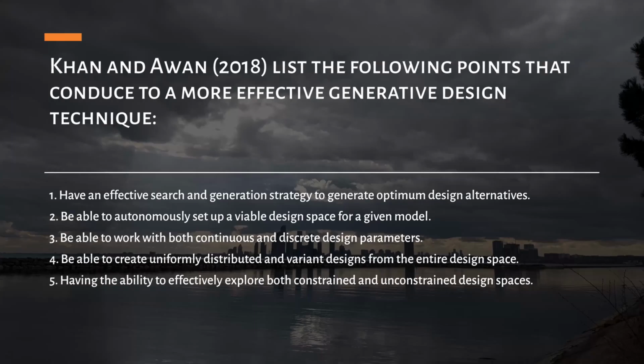So in particular, Khan and Wong identify 5 different attributes that are important for effective generative design methods. First of all, you need a search and generation strategy that is effective, so that you can generate optimal and hopefully globally optimal solutions in your solution space. You need to be able to autonomously set up a viable design space for a given model. So you really need to define the problem well. Be able to work with both continuous and discrete design parameters. That is very important. Be able to create uniformly distributed and variant designs from the entire design space.